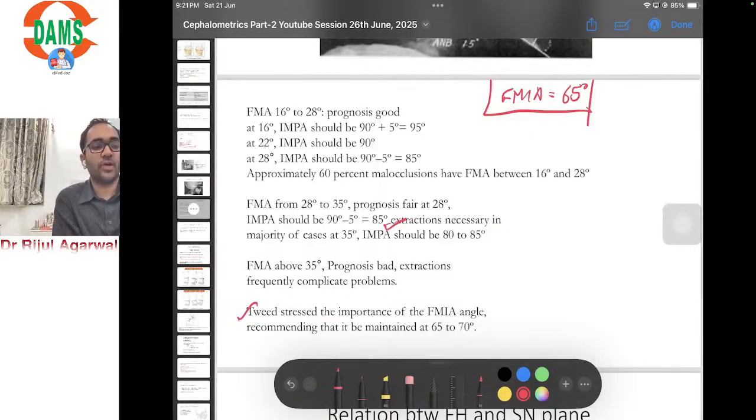The importance of FMIA, its other name as facial harmony angle, and how and when the IMPA or the incisor position needs to be manipulated so that the lower incisors are appropriately positioned over the mandibular, or you can say the basal bone.